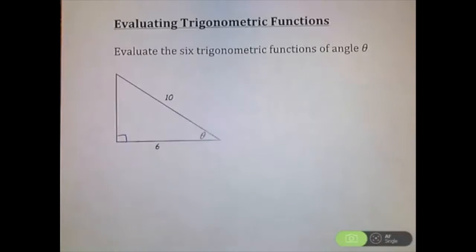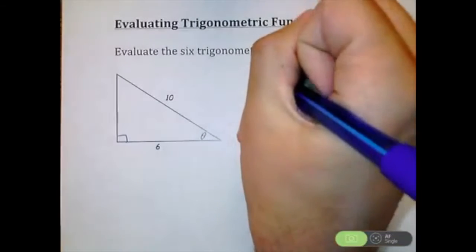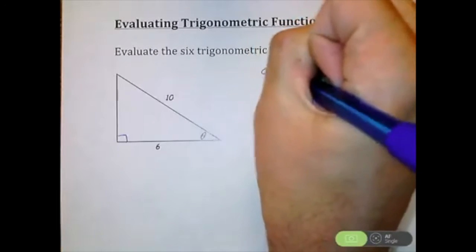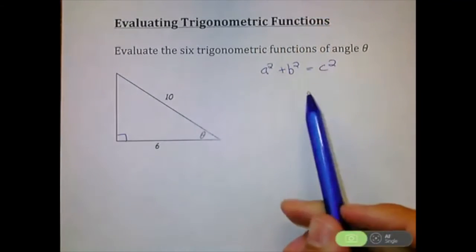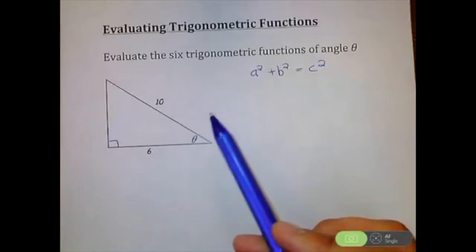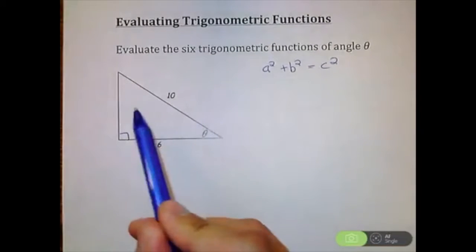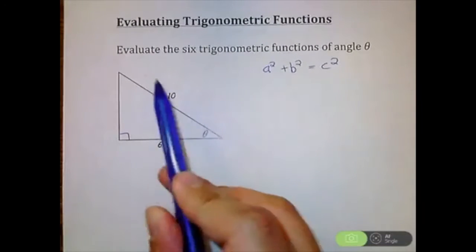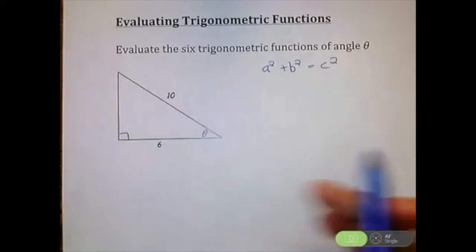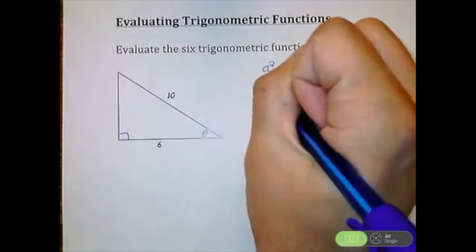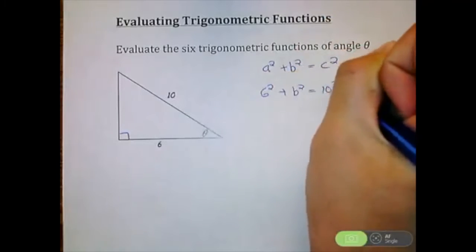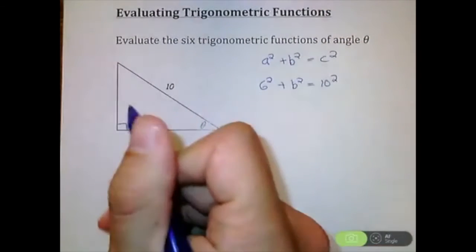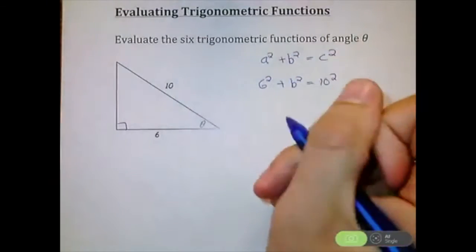So the way we're going to do that, and you have to remember back to geometry, is we're going to use the Pythagorean Theorem, which is a squared plus b squared equals c squared. And we're going to use that to figure out our missing sides. So remember, a and b represent the 2 side lengths, and c represents our hypotenuse. So really we have 6 squared plus b squared equals 10 squared. And we're going to solve this for b so we can find our missing side.